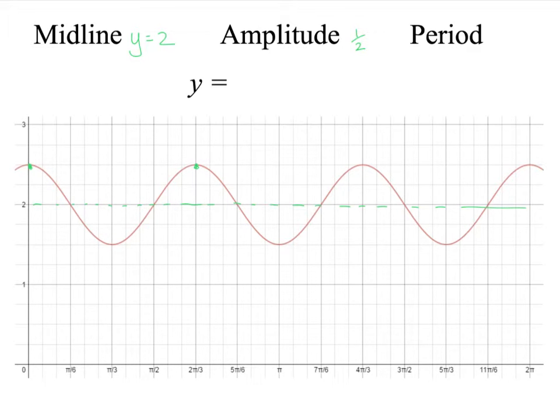Our period is how long is one cycle. So one cycle goes from 0 to there. You always want to start with 0. It makes it easier. So it looks like 2 pi over 3. So one cycle is 2 pi over 3.